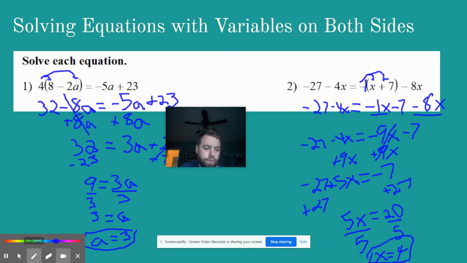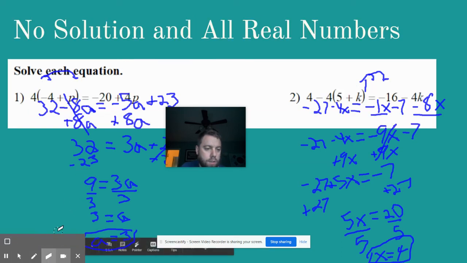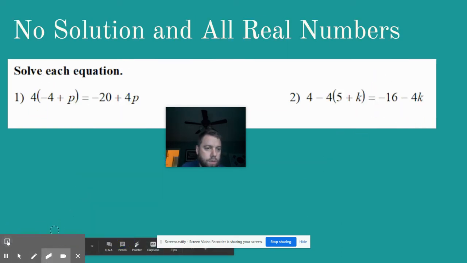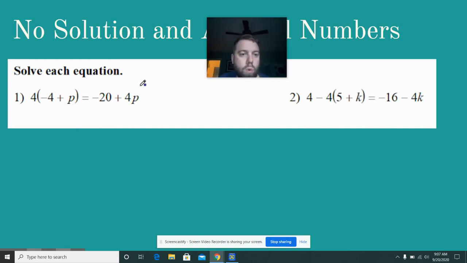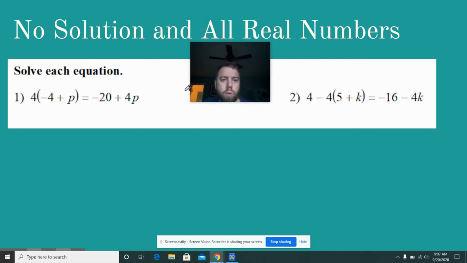Okay. Moving on. Now we have two unique situations. So we're going to solve these problems just like we did before, but we're going to end up with very unique situations. Okay, so we need to practice the skills we just learned.